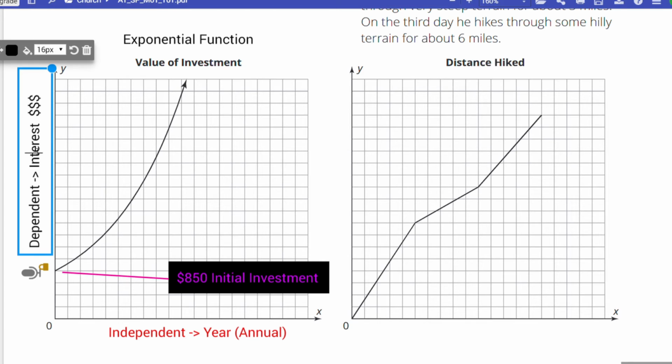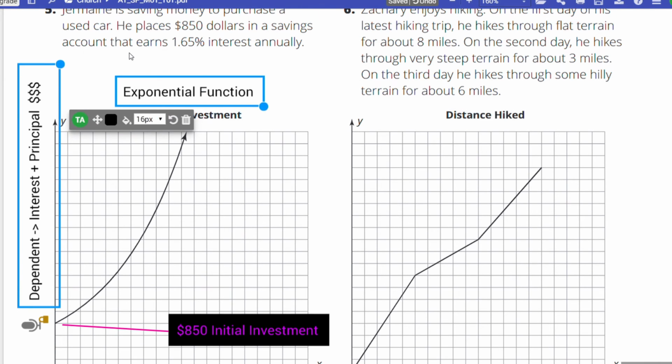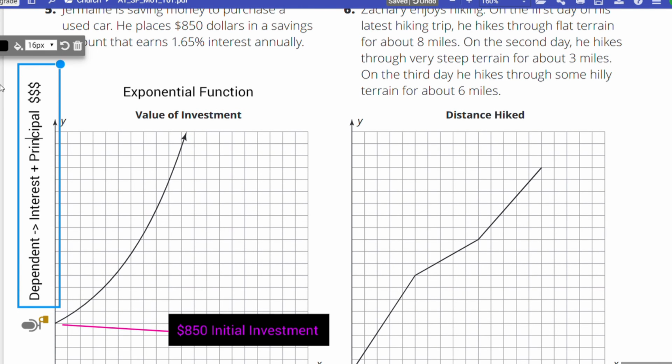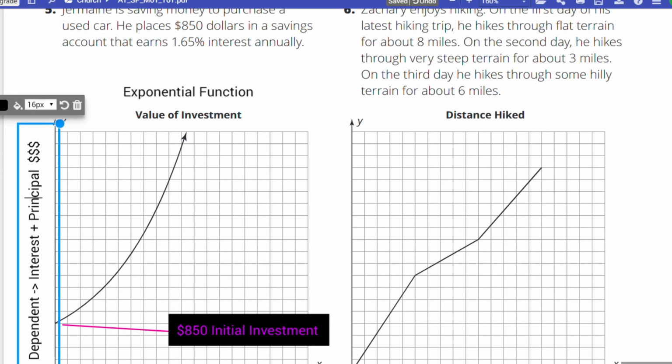And maybe instead of interest, I would say interest plus principal. So, you know, that's a pretty big one there. Okay, if I were to guess.